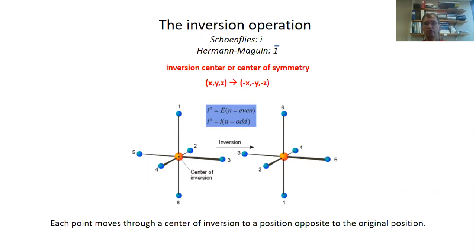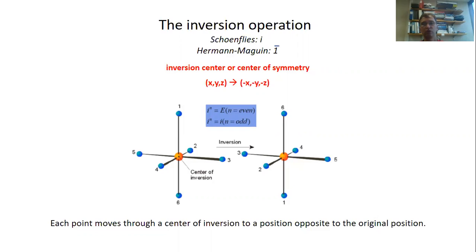So we previously discussed the identity and the proper rotation operation as symmetry operations. In addition to that, we also discussed the mirror planes. So the next operation is the inversion operation, and the inversion operation is carried out around an inversion center. So in this case, we have a point as the symmetry element.